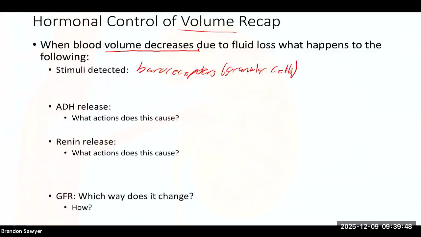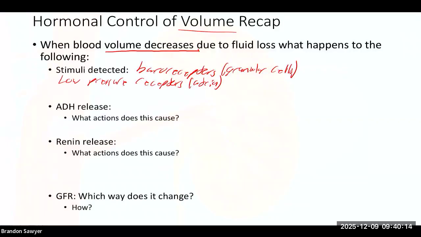Okay, and then we also have low pressure receptors. Those will be in the atria, in those places like we talked about. So we can think about the first one being connected to renin release, and this one being connected to ADH release. So go ahead and just work through that a little bit.